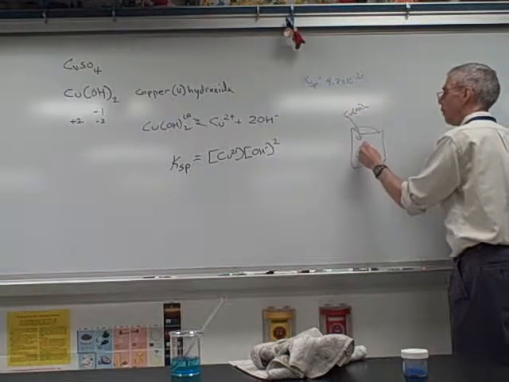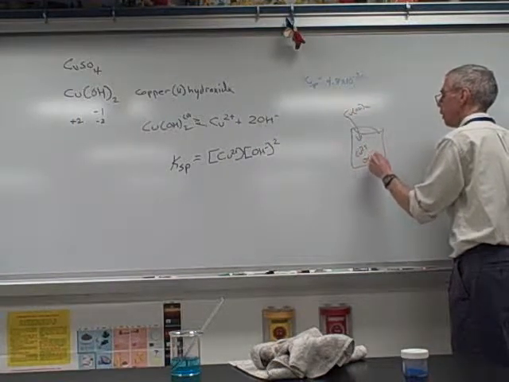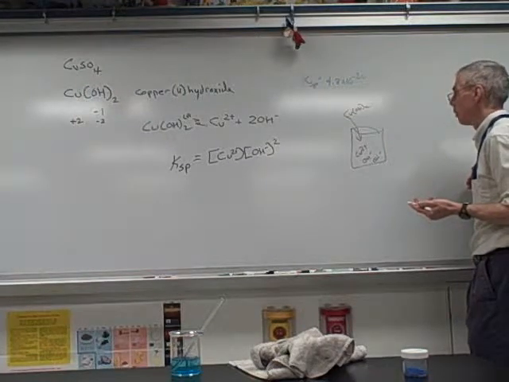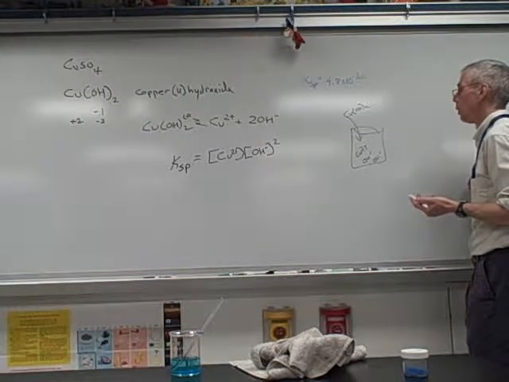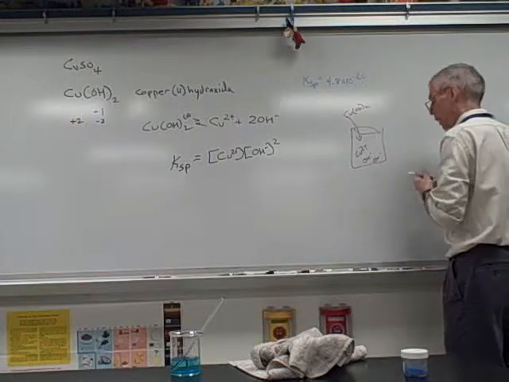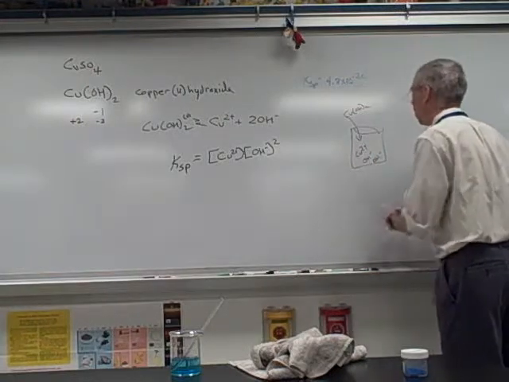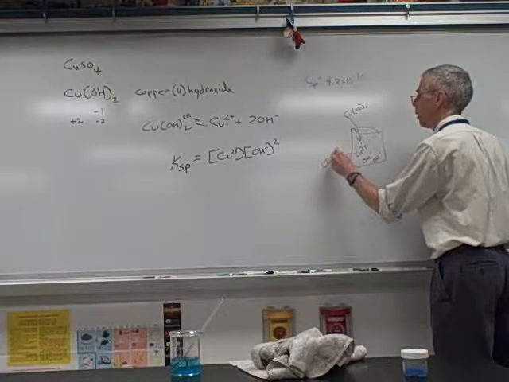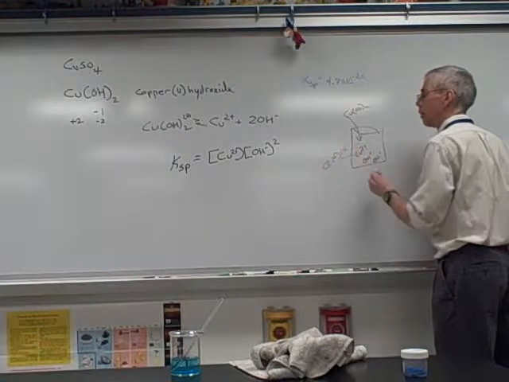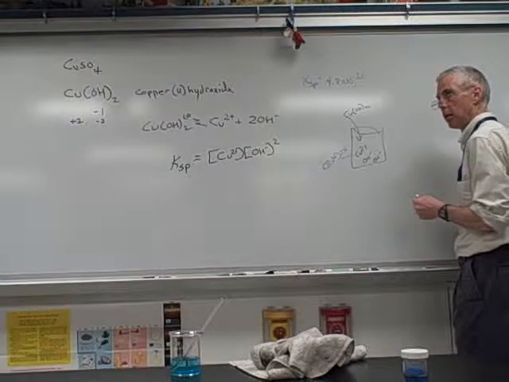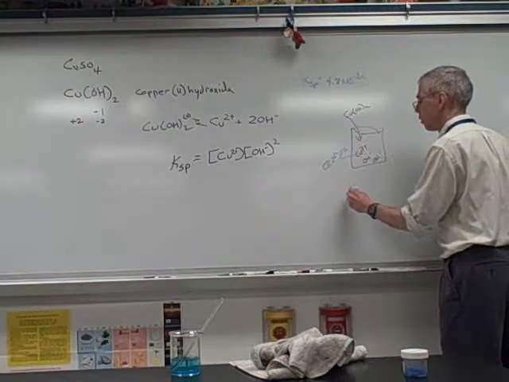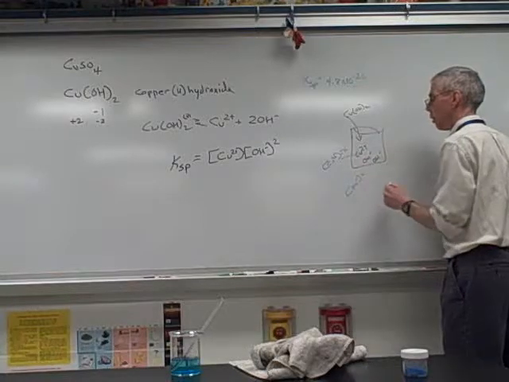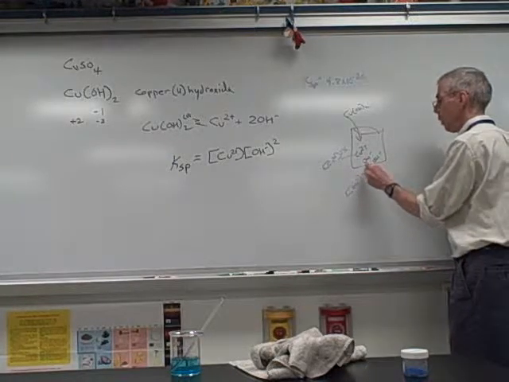You're going to get a copper, and you're going to get 2 hydroxides. Right? That's no big deal. All right? So, if we call the concentration of copper X, what's the concentration of hydroxide going to be? 2x.